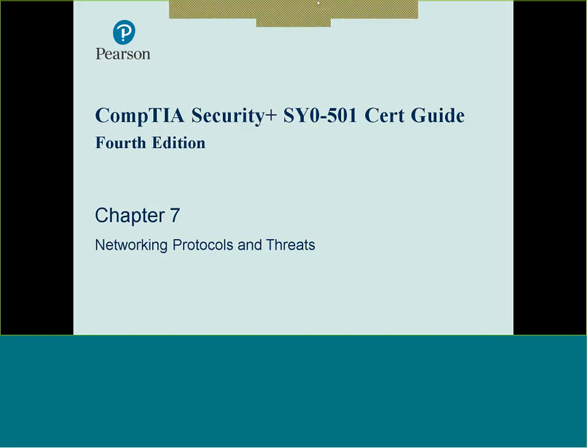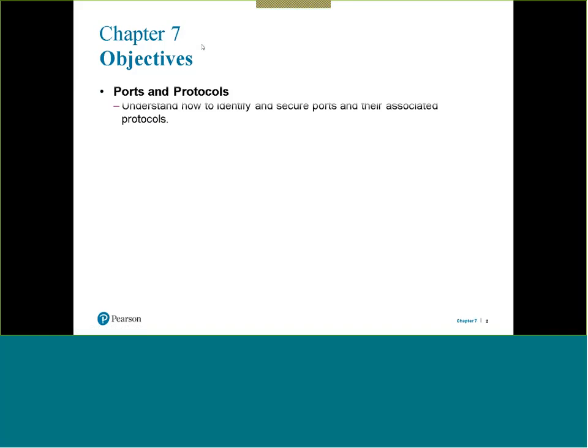Okay, so this chapter is about networking protocols and threats. We're going to take the stuff we talked about in the last chapter about basic networking, which should have been for the most part a review for y'all, and look just a little bit further at some of the attacks that take place on a network. We're going to talk about ports and protocols and how to identify those, and we'll talk just a little bit about some of the major types of network attacks.